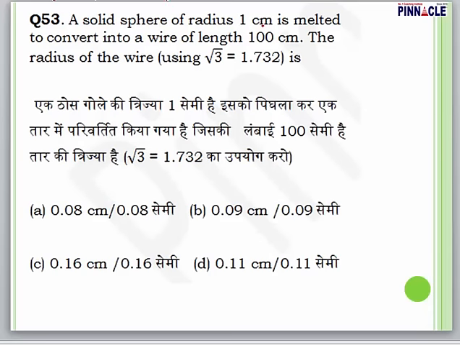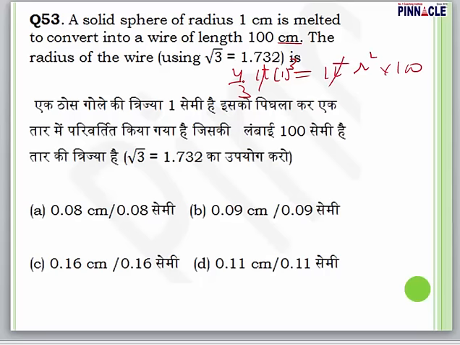Question number 53. A solid sphere of radius 1 cm is melted to convert into a wire of length 100 cm. The radius of the wire would be how much? Volume of sphere is equal to the volume of cylinder, because the wire is converted into a cylinder. So 4 by 3 pi r cube, and r is 1, so 1 cube is 1, so 4 by 3 pi is equal to pi r square h. We have to find r square, and h is 100 centimeter.